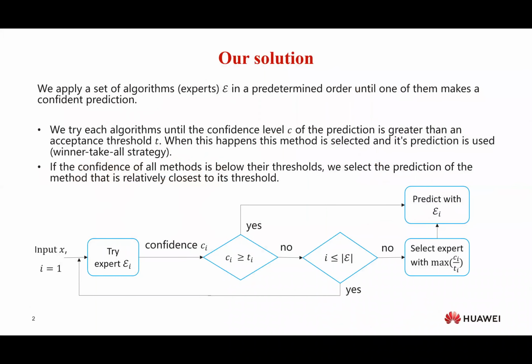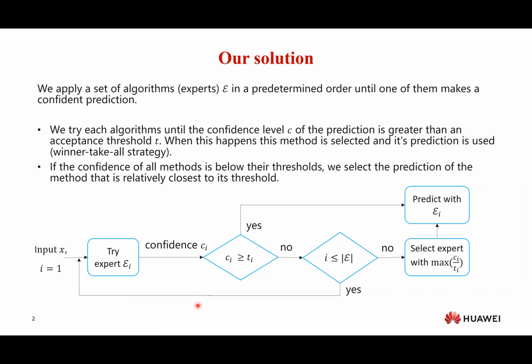So our solution is an ensemble method where a diverse set of algorithms are applied to get the final prediction for the anomaly location. The algorithms are applied in a predetermined order until one of them is confident enough in its prediction, in which case the prediction is used in a winner-takes-it-all fashion.